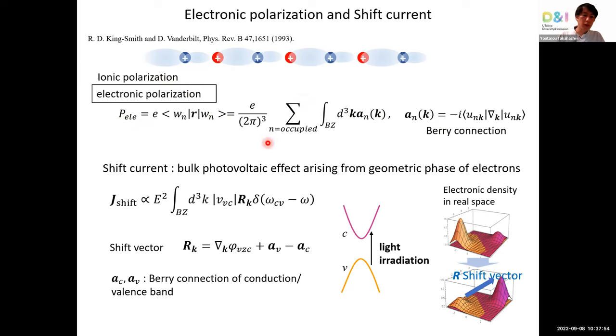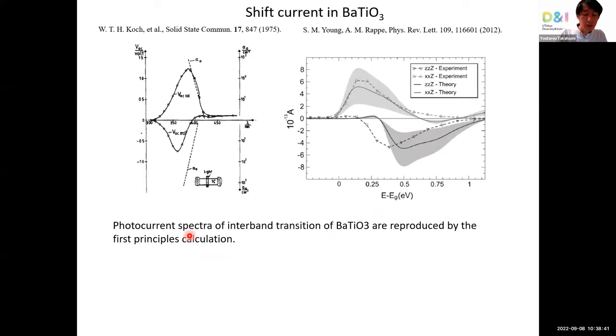The shift current is a bulk photovoltaic effect arising from this electronic polarization. The shift current J can be written like this, and this R is the shift vector. The shift vector is the difference of the Berry connection between the conduction band and the valence band. So this shift current can be viewed as the change of the electronic polarization upon the optical transitions. And the shift vector is the change of the electron density in real space.